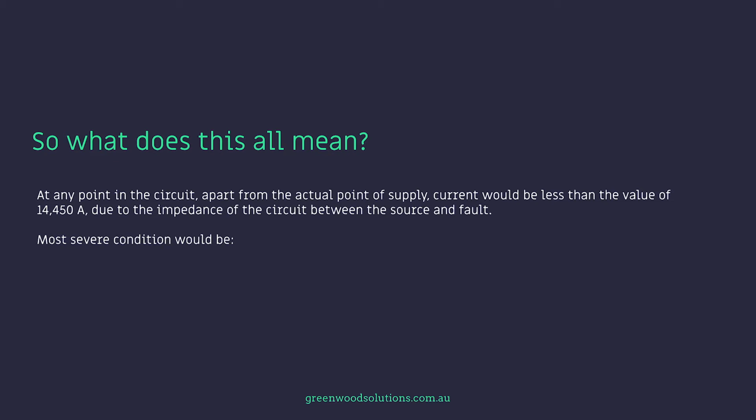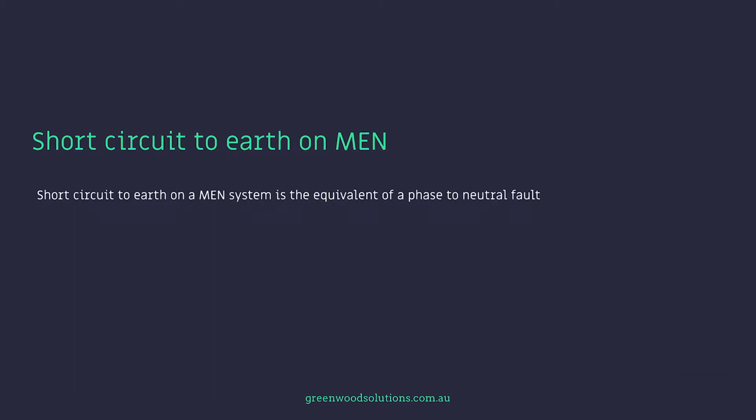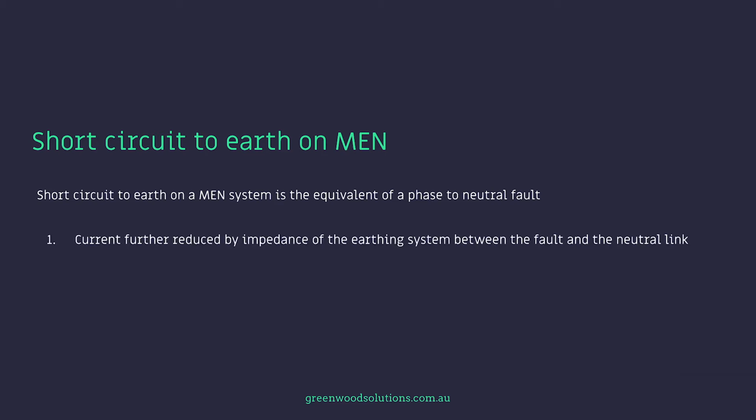Now, the most severe condition would be a three-phase fault at the supply terminals, and the calculations are usually based on this. A fault between two phases would reduce current to about 87%, so you're looking at 12,570 amps. A phase to neutral fault should not go above 50% of the most severe fault, so in this case you're looking at 7,225 amps. The short circuit to earth on an MEN system is the equivalent of a phase to neutral fault. Now the current is further reduced by impedance of the earthing system between the fault and the neutral link.